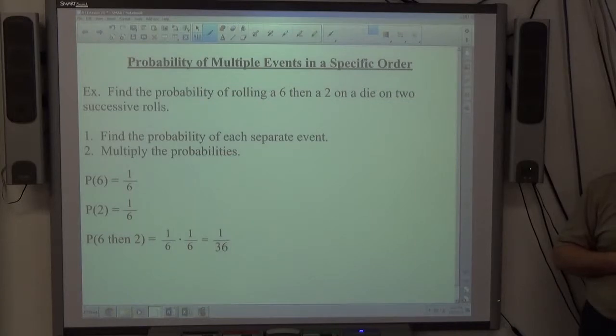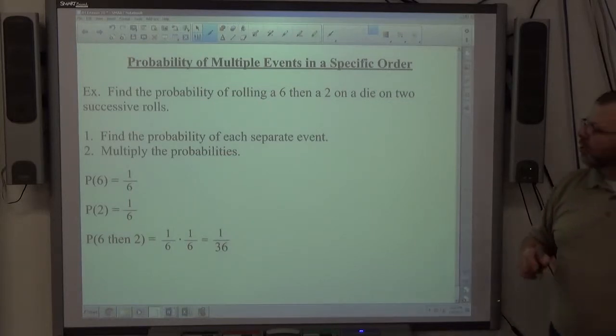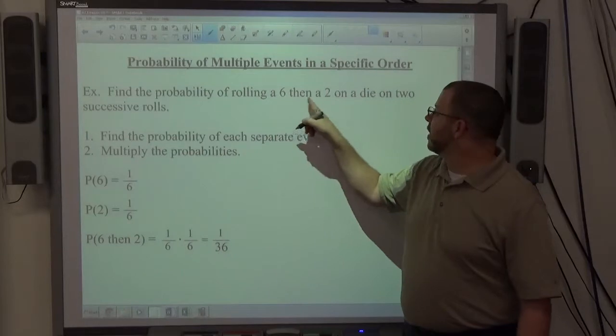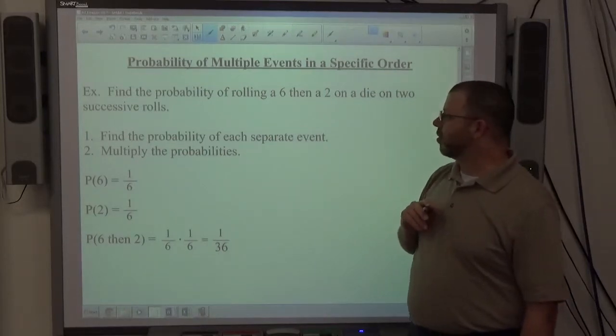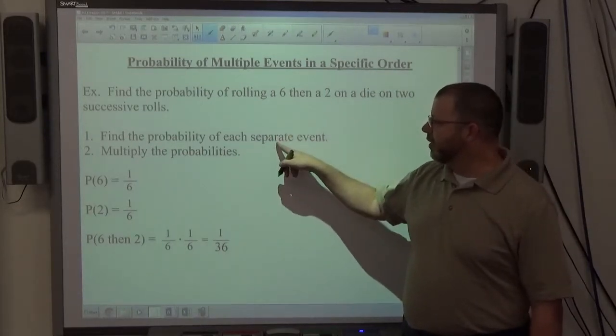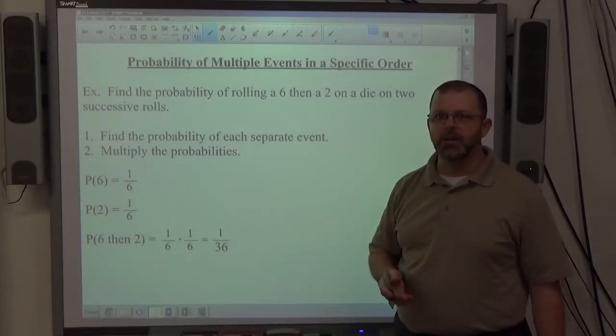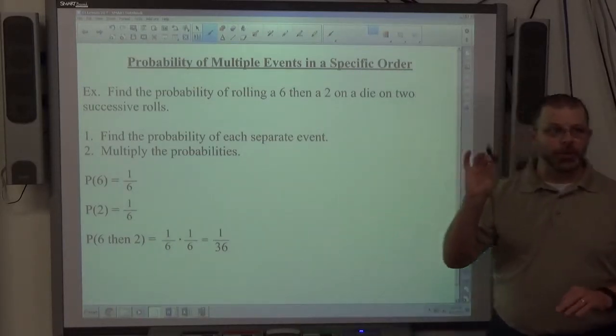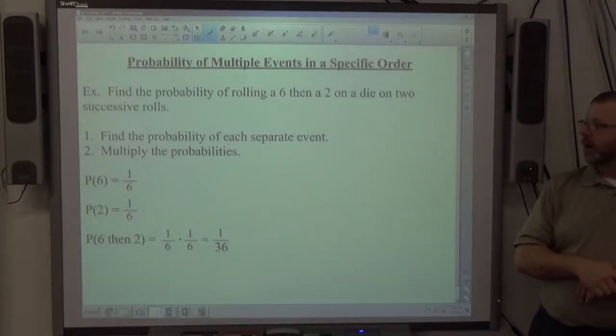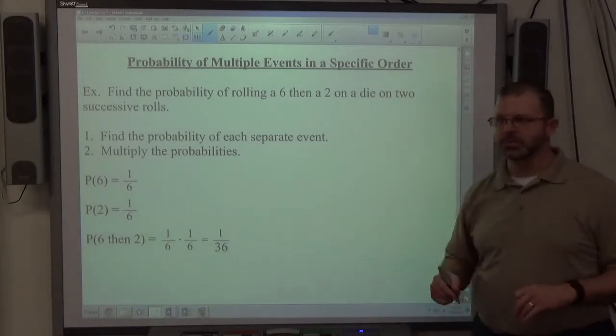And just times them together. Yeah, basically. So, find the probability of rolling a 6, then a 2 on a die with 2 successive rolls. All right, so you find each individual probability, multiply them together, and then simplify. That's how you do it. And it's going to be a situation where they have the exact order they want. So they want to get a 6, then a 2. A 2, then a 6 isn't good enough. So they want a 6 first, then a 2.